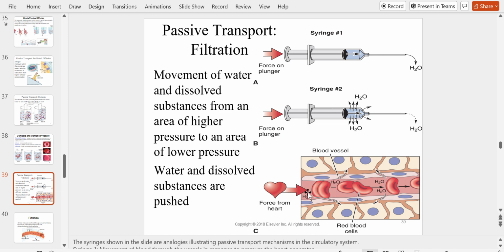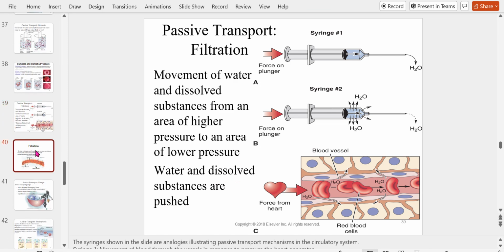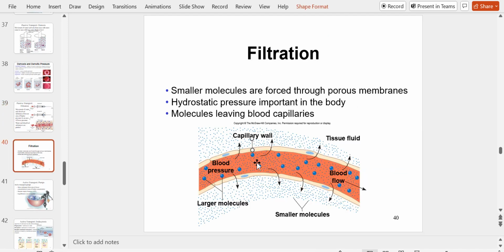And you see the body utilizes it all the time. The pressure from the heart forces the RBCs out into the cells. So it is the movement of water and dissolved substances from an area of high pressure to an area of lower pressure. Water and dissolved substances are pushed. Good, just another shot of the same thing.